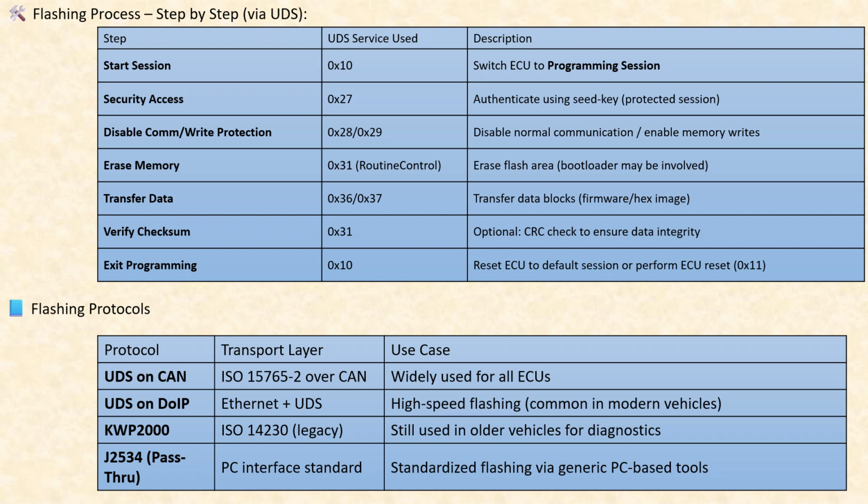All right. So here, this is the most important step. First you erase the memory, then you transfer the data by using these commands. Next, after transferring the data, you verify the checksum using the 0x31 UDS command. But this is slightly optional, because the CRC check is only to ensure the data integrity is intact or not.